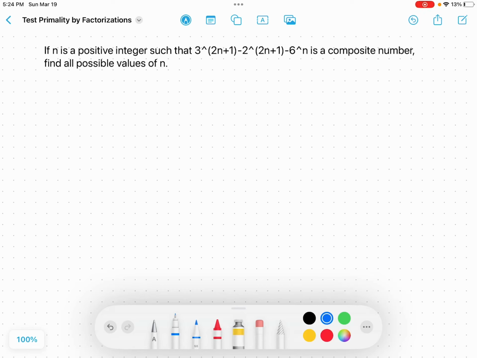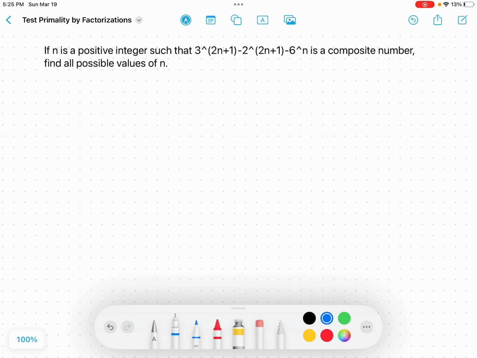In this video, I'll be discussing testing primality by factorizations. If n is a positive integer, such that 3 to the power of 2n plus 1 minus 2 to the power of 2n plus 1 minus 6 to the power of n is a composite number, find all possible values of n. To solve this problem, we first break down the exponents.